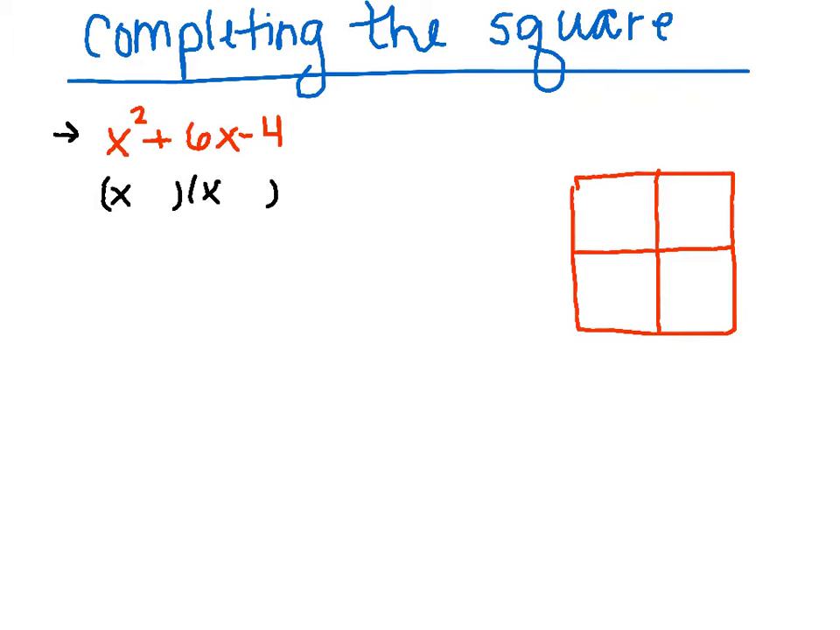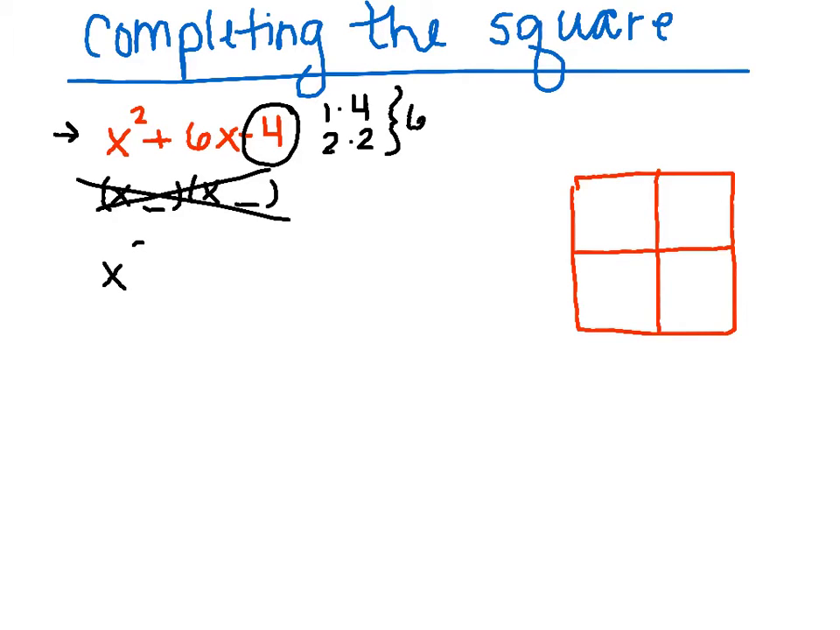We have x's in the first spot, and we need to look at this -4. Factors of -4 are either 1 and 4 or 2 and 2. And neither one of these factors will give us 6. So we know that we can't factor this, so we need to do something called completing the square.